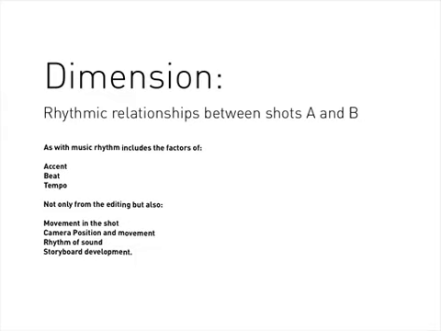But it's not only the speed of the shot, but there is the movement, which is what we've been talking about: how the camera moves, the rhythm of the sound, and more importantly, storyboard development. And Sue's been saying that to some of you this morning: what parts of the film move quickly? What parts of the film move slowly? And how do you signify that in your synopsis? And how are you going to relate that in the title sequence as well? Because if it's all going at the same pace, there's nothing dynamic going on.